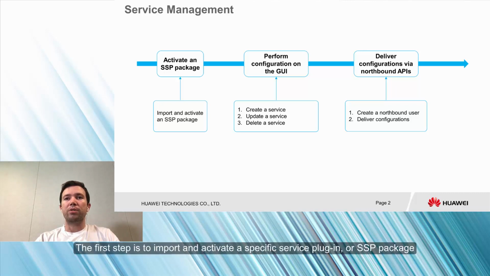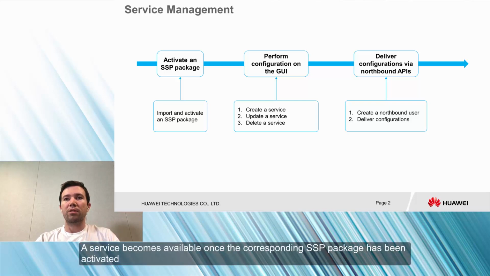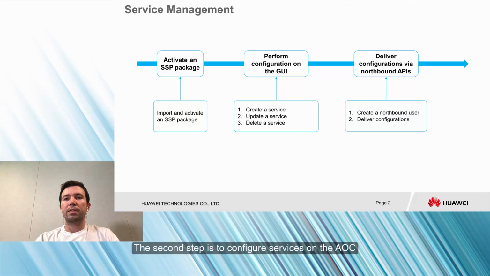The first step is to import and activate a specific service plugin, or SSP, package. The AOC is an open system, allowing users to customize services through SSP packages. A service becomes available once the corresponding SSP package has been activated. The second step is to configure services on the AOC. This includes creating, updating, and deleting services.